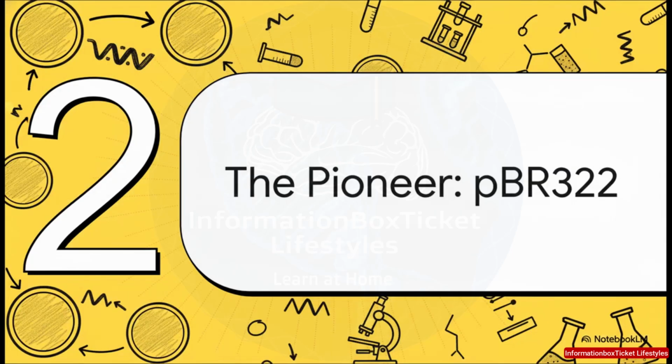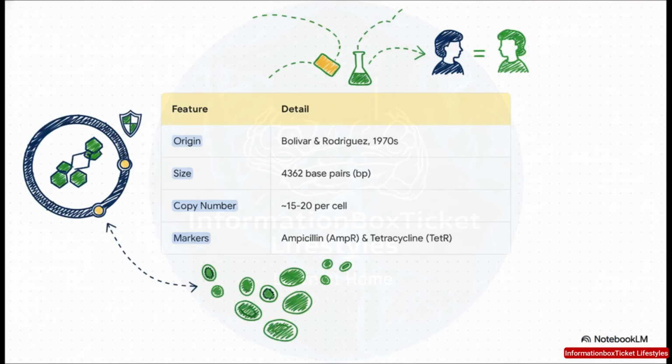All right, time to meet our first contender, pBR322. You gotta respect the classics, right? This plasmid came on the scene back in the 1970s, and for its time, it was a total game changer. It really opened the door to the kind of gene cloning we think of today. So let's take a quick look at its stats. It was created by two scientists, Bolivar and Rodriguez. That's where the BR comes from.